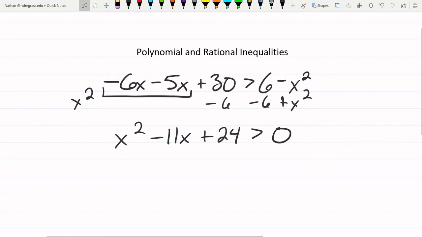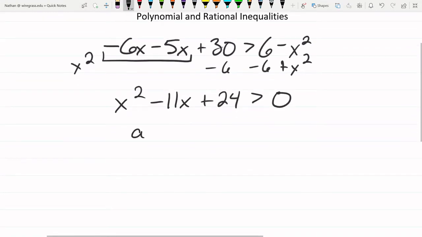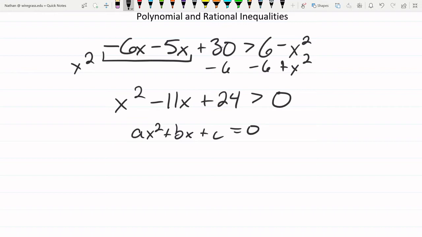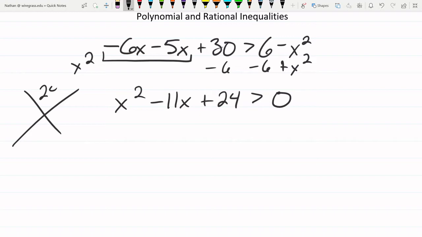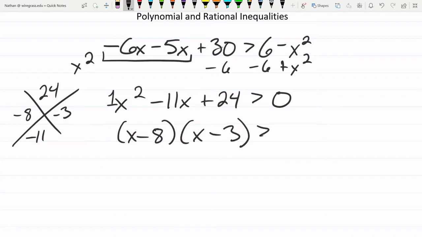Now, this should look familiar, right? This is kind of like ax squared plus bx plus c equals 0. It's not the same, but we can solve it in a similar fashion. We can factor it, thereby finding the zeros of this polynomial and going from there. Let's try the AC method. A times c is 24, b is, sorry, negative 11. Two numbers multiply to 24 and add to negative 11. That's going to be negative 8 and negative 3. Since a is 1, we can immediately factor this down into (x minus 8)(x minus 3) greater than 0.